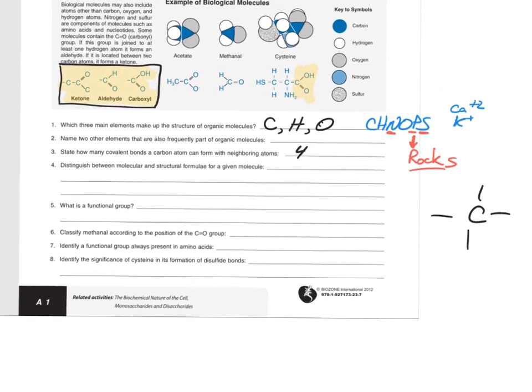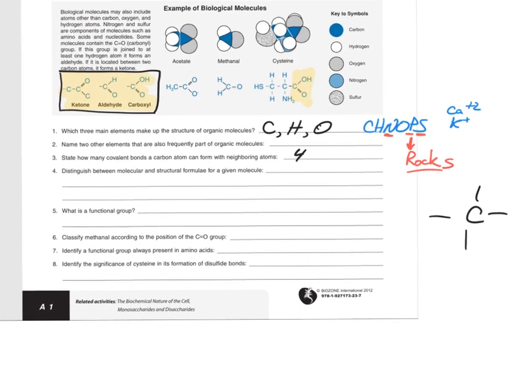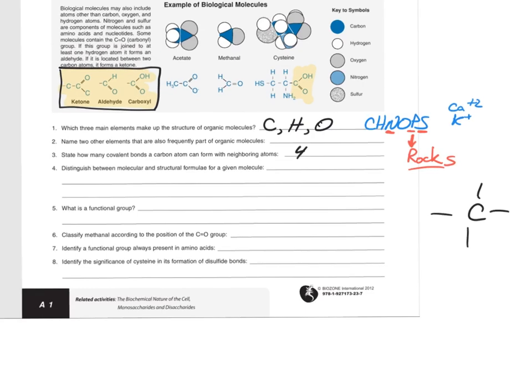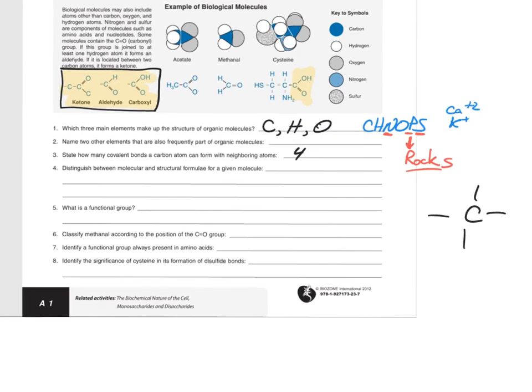What is a functional group? A functional group is just a group of atoms that give a specific function to the molecule. Some property to the molecule that it wouldn't have if it didn't have that functional group.